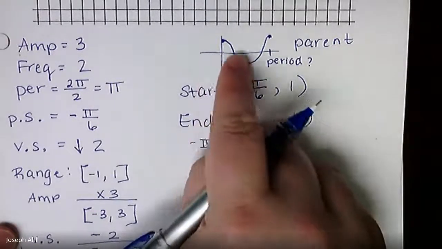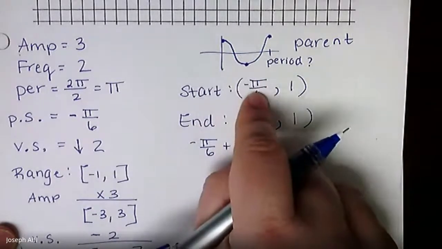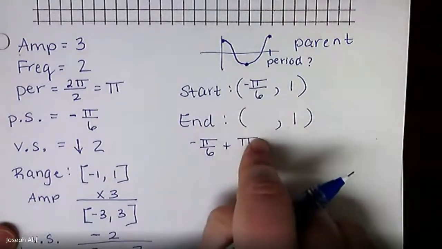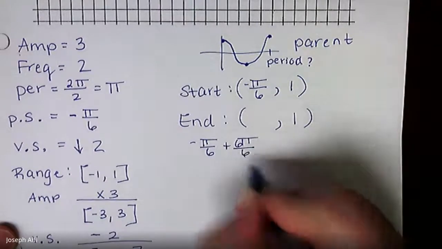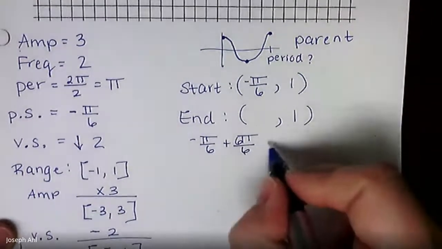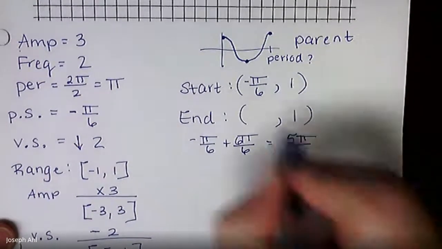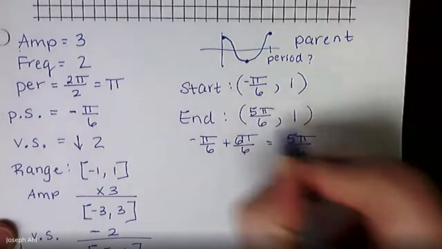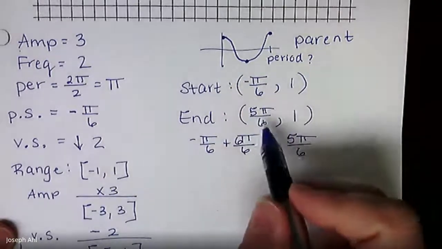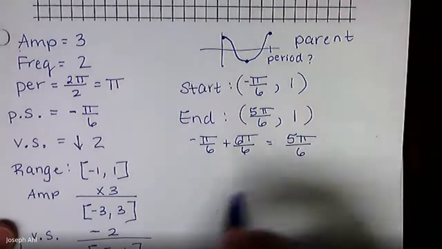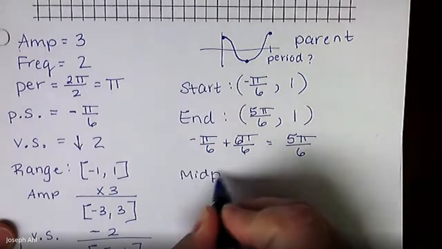It's not that I'm just adding it on to 0. You have to go from where you're starting and add on that period of pi. Now, in order to add these two things together, you do need a common denominator. So I'm going to sneak a 6 pi over 6 in there. That's going to total then 5 pi over 6. Okay, so if I add on pi to this, one cycle of the graph, one period, that's where we're going to end.